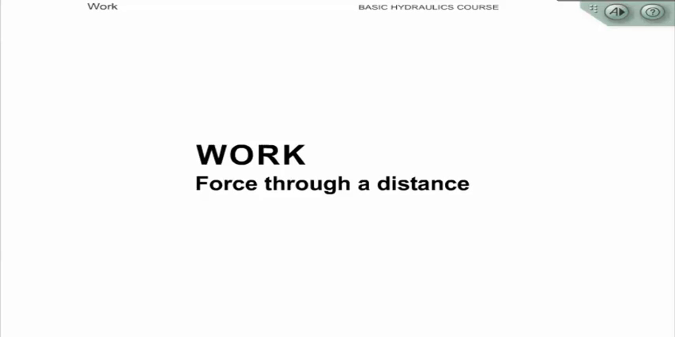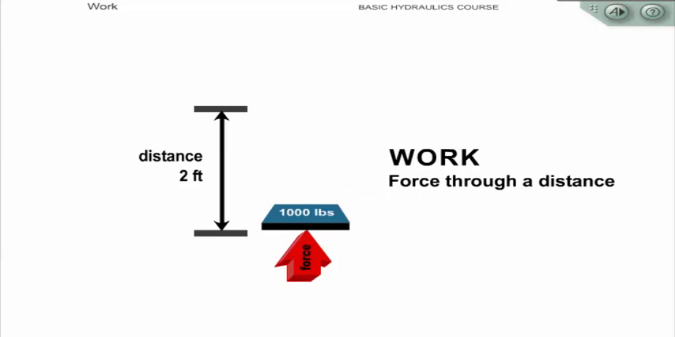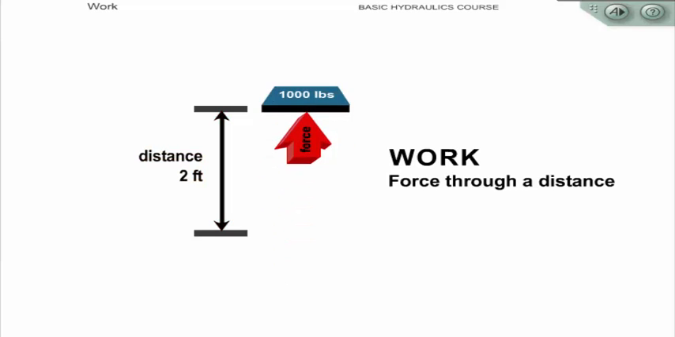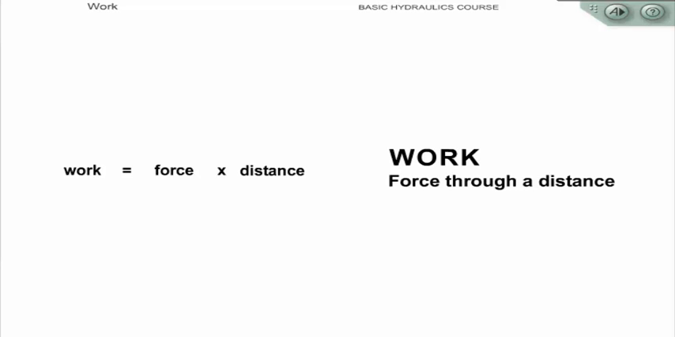Work is defined as force through distance. If we move 1,000 pounds a distance of 2 feet, we have accomplished work. We measure the amount of work in foot-pounds. In our example, we have moved 1,000 pounds 2 feet, or have accomplished 2,000 foot-pounds of work.